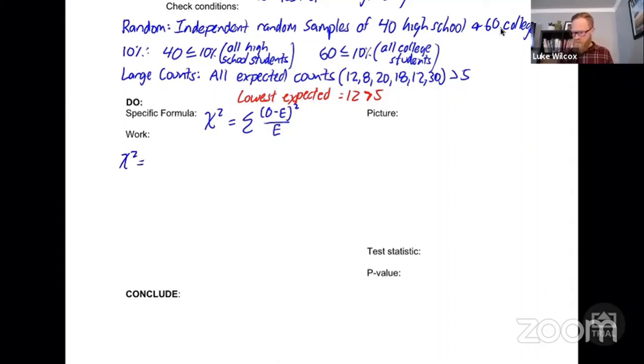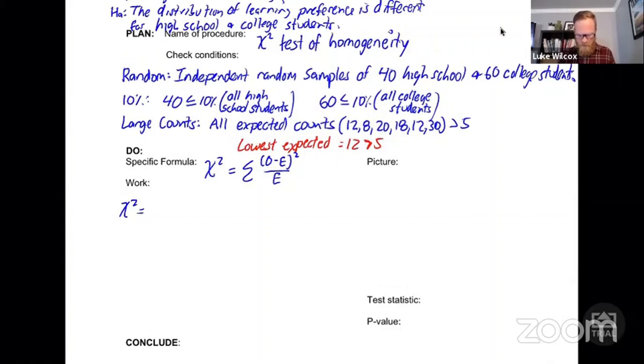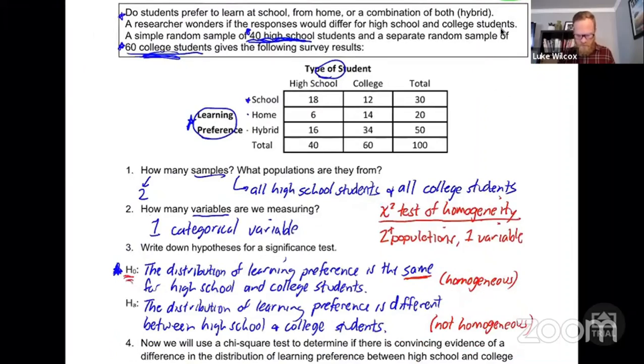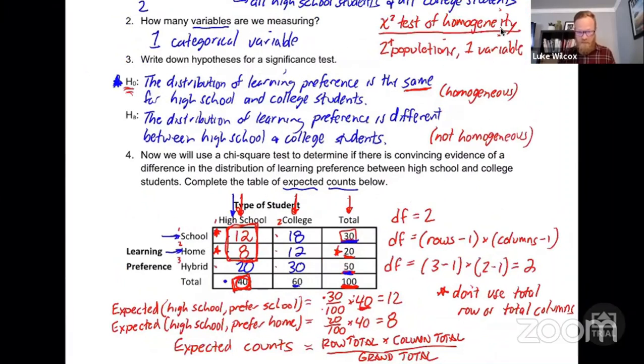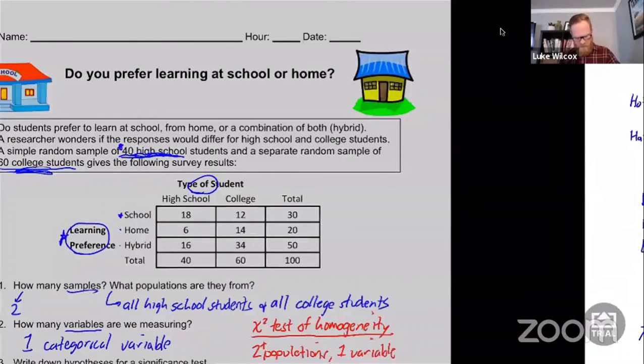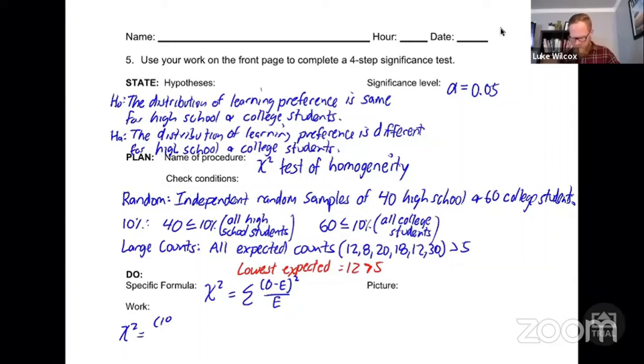And I've got the numbers in front of me here. So I'm just taking numbers from back here. Of course, these ones are all of our observed values, and these ones down here are all of our expected values. So I'm going to start out in the top left, which is the high school students who chose school as their preference. The observed value was 18. The expected value was 12, all divided by 12.